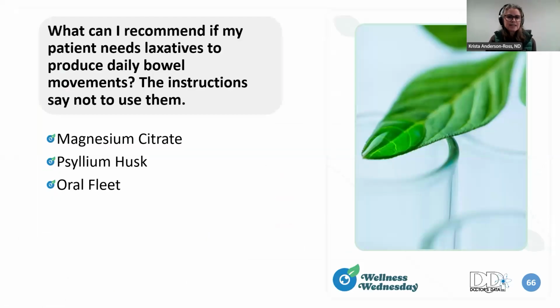Since the instructions say not to use laxatives because of how they can alter stool composition and the microbial profile, some safer alternatives are magnesium citrate, psyllium husk, and oral fleet. And some of the reasons for not using the over-the-counter preparations of laxatives is they tend to have a waxy substance, which can persist in the stool for a week or two, and that's going to impact results.